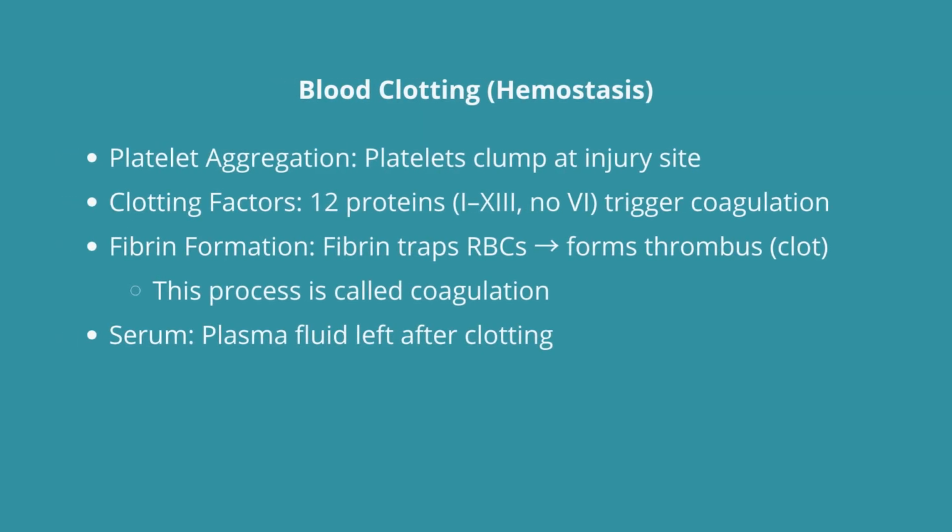Blood clotting is a vital defense mechanism that prevents excessive bleeding after injury. It begins with platelet aggregation, where thrombocytes clump at the injury site. And these platelets release clotting factors to form fibrin strands, which trap red blood cells and create a thrombus. This process is called coagulation. And once clotting is complete, serum remains as the clear fluid of plasma without the clotting proteins.